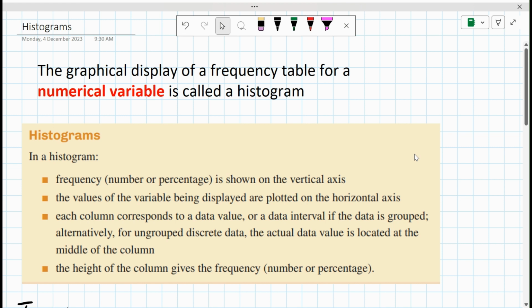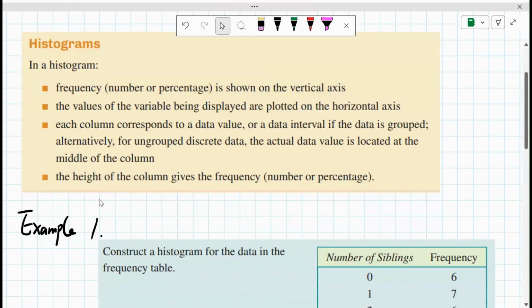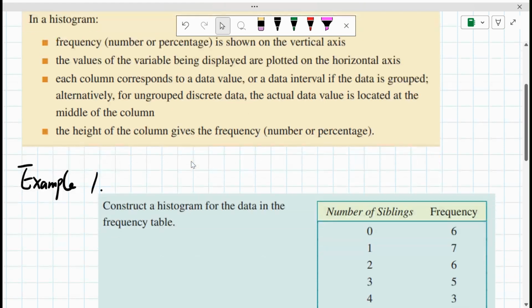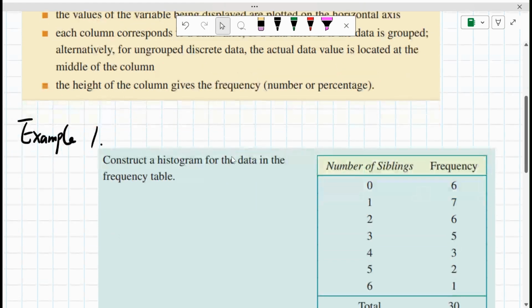In a histogram, frequency is shown on the vertical axis, on the left-hand side. The variable being displayed is plotted on the horizontal axis, for example your height or your number of siblings. Each column corresponds to data values, data intervals or groups, and for discrete data it is located at the middle of the column. The height of the column gives the frequency, the number or percentage.